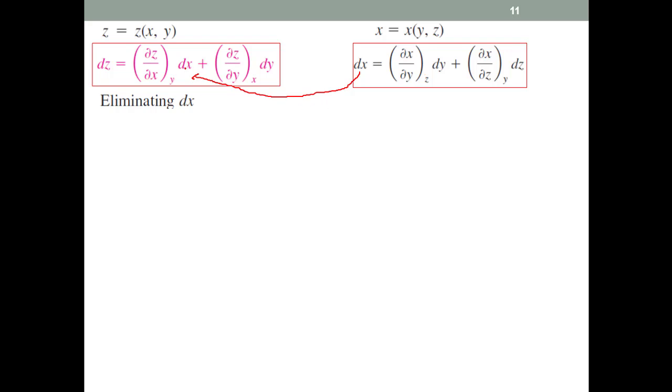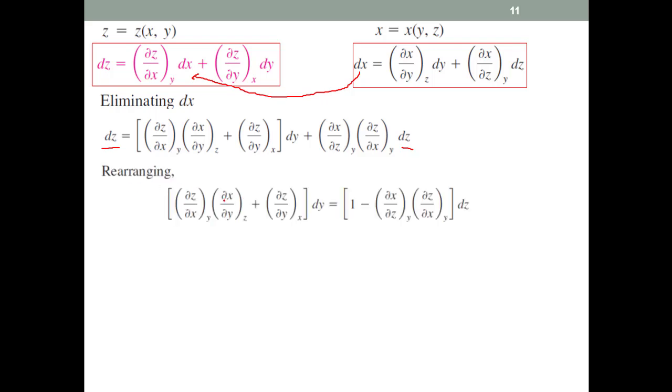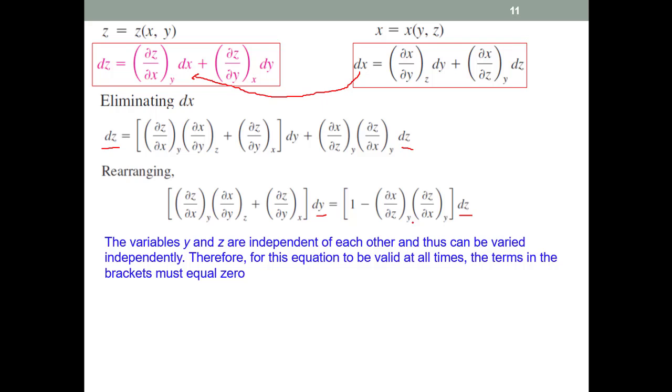If we put this dx in that equation, then by rearranging, combining the delta y terms and the delta z terms, the delta z terms will come on one side, and the delta y terms on the other side. Now delta y is an independent variable and delta z is also an independent variable. So when there are two independent variables, this equation is valid only when this term is equal to 0 as well as this term is equal to 0.